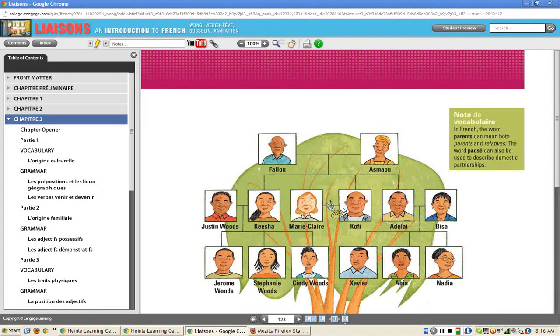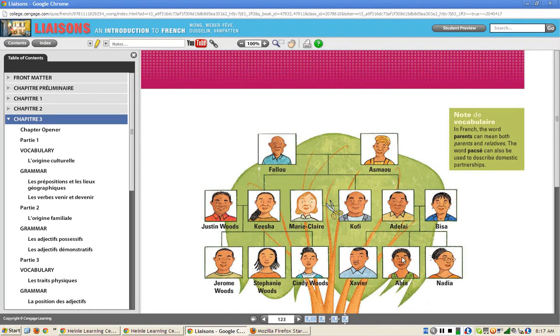Alors, le frère, oh voilà, il a un frère, Kofi, et puis, voilà la belle-sœur d'Adelaide, Marie-Claire. Mais Marie-Claire et Kofi sont séparés or divorcés, depending, separated or divorced. Et voilà la sœur d'Adelaide, Kisha, et son mari, ou son époux. Donc l'époux de Kisha s'appelle Justin Woods. Et donc voilà la famille, Jérôme, Stéphanie, Cindy.